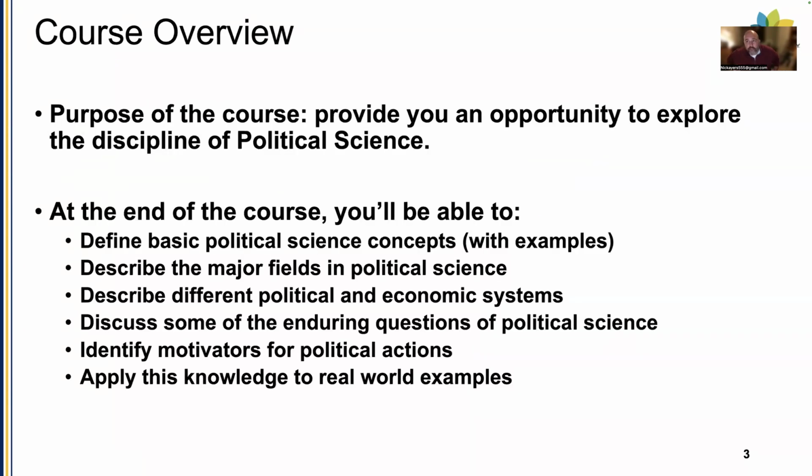What I want to begin with a little bit is what's the purpose of this class and really what are you trying to get by the end of it? POLS 122 is a course that is designed to provide you an opportunity to learn about political science as a discipline. So at the end of this class, you should be able to do a couple things. Number one, you should be able to define some basic political concepts and provide examples, to be able to describe the major fields that exist within political science, to be able to describe different political and economic systems, discuss some of the enduring questions, and be able to apply this knowledge to real-world examples.